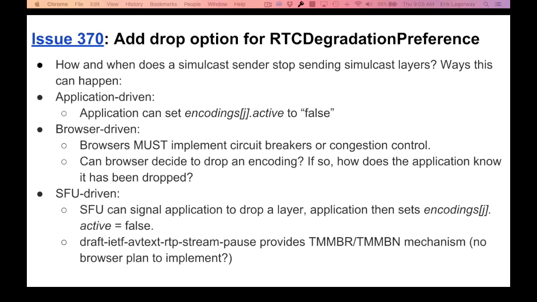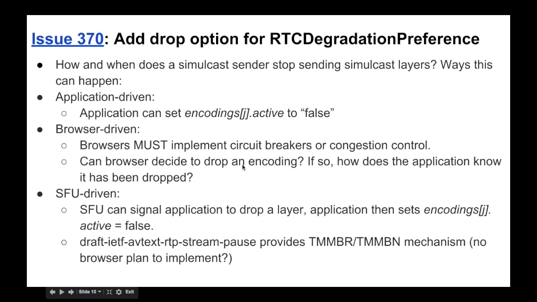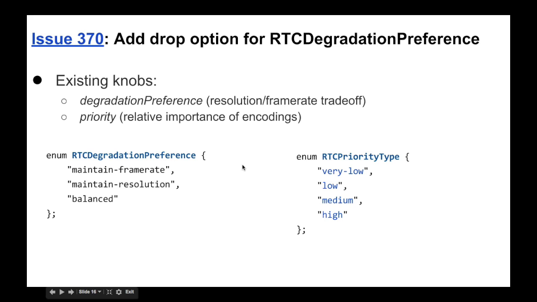And then the third way is conceivably the SFU can drive it, either by signaling to the application to drop it and then the application just sets active to false, or there is this stream pause mechanism, which as far as I know, no browser is planning to implement, or anything equivalent. So those are the three ways it can happen. So next slide.